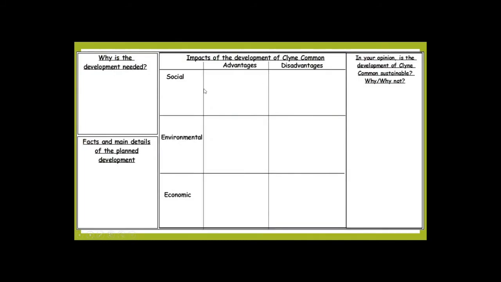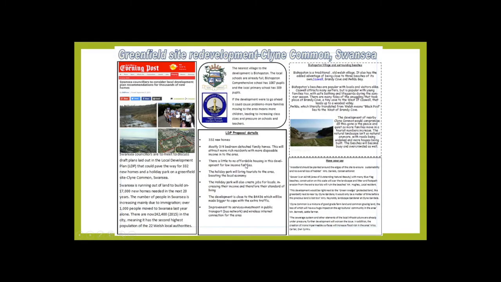Advantages and disadvantages. So this is the evaluation element. Is it good or bad for people? Good or bad for the environment? Good or bad in terms of jobs and boosting the economy? You're going to want really these four boxes. You're going to need most of the sheet for the evaluation element.